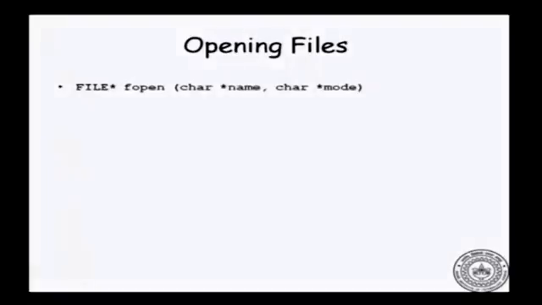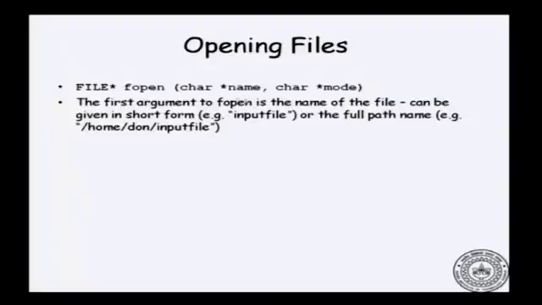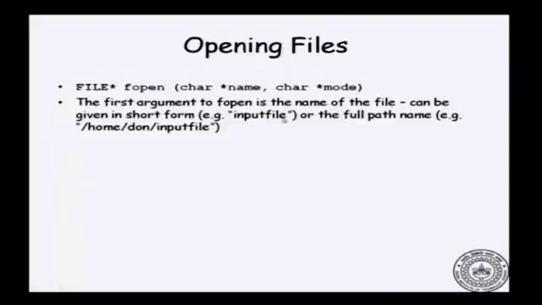How do you open the file? We open it using a standard call called fopen. Fopen takes two arguments, the name and the mode, as character pointers, and returns a file pointer. The first argument, name, is the name of the file, and the name of the file can be given in short form. Suppose you are already in a directory where that file is situated, then you can just give the name of the file, for example input file, or you can give the full path name of that file in the operating system.